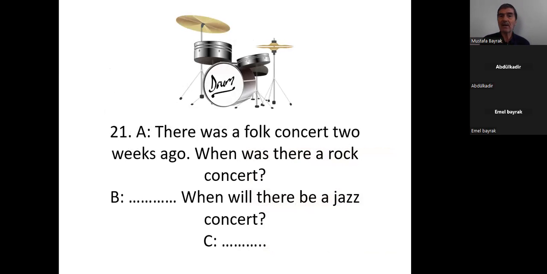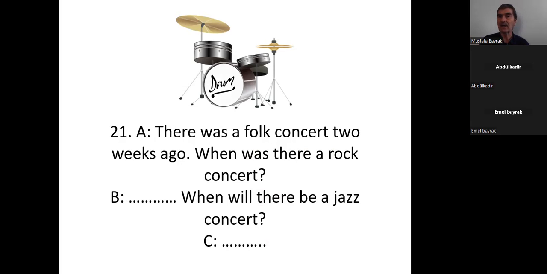21A. There was a folk concert 2 weeks ago. There was, okay? There was a folk concert 2 weeks ago. When was there a rock concert? There was a rock concert yesterday, or 2 days ago. When will there be a jazz concert? There will be a jazz concert tomorrow or the day after tomorrow. The day after tomorrow. So do you see past and the future here?